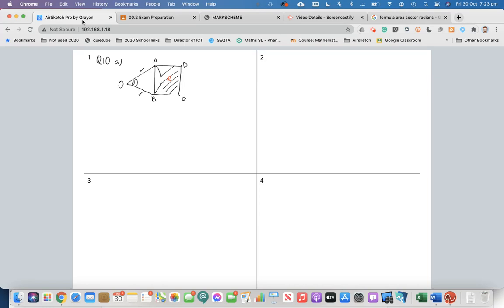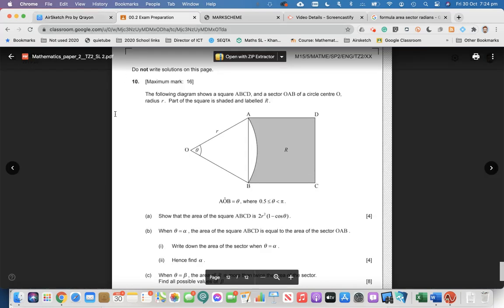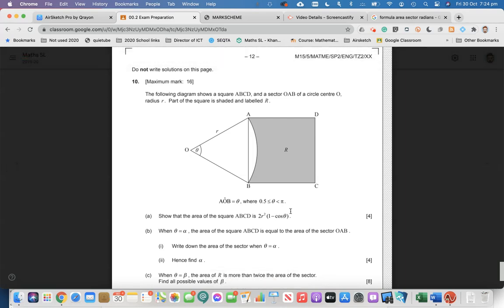Oh, okay. And I have to show that the area of the square, as part A, is 2r squared (1 minus cos theta). And the first thing might be, oh my goodness, how the heck do I do that? It's got r's in it and a cos theta in it, and that might start to give you a bit of a hint as to where to go.